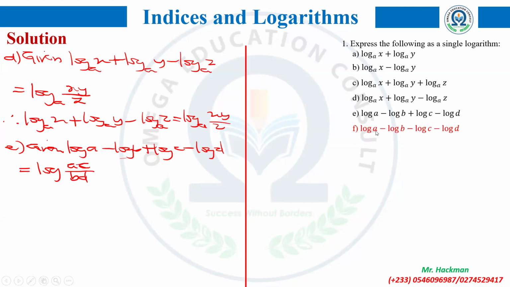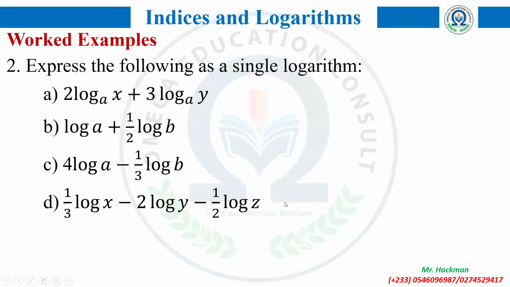So A, the coefficient is positive. So once you have one negative term, your division bar will come, indicating your numerator and denominator. A, numerator, positive. B, C, D, all of them negative. So denominator, simple as that. Okay, so now we are moving on to our next set of questions.